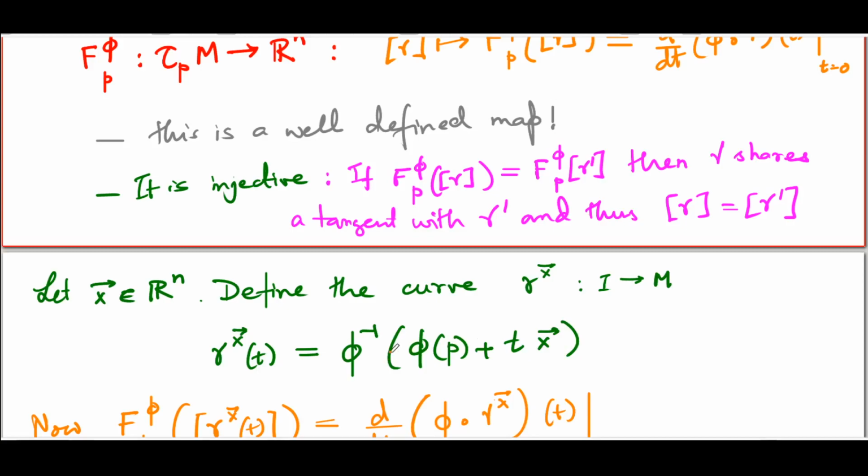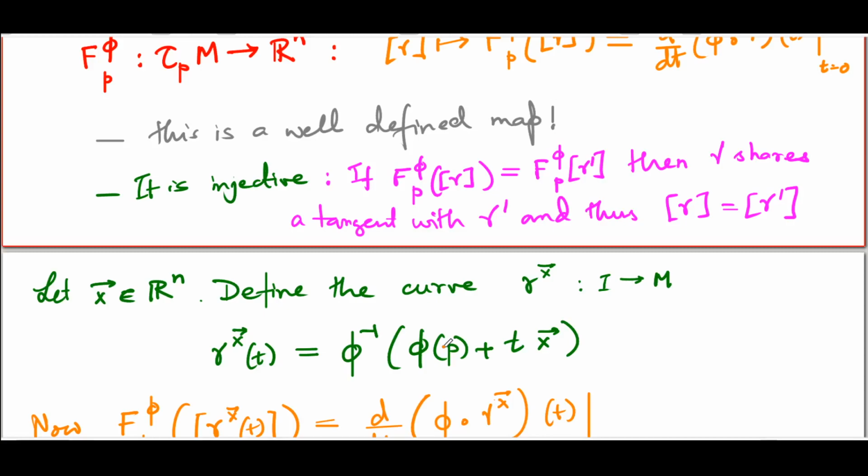Of course, what you are doing is applying phi inverse to ensure that what you get at the end is, from this coordinate, converted back to a point on the manifold. So as t ranges over this interval I, gamma x of t traces out a particular curve on the manifold. At t equal to 0, this curve returns the value p.